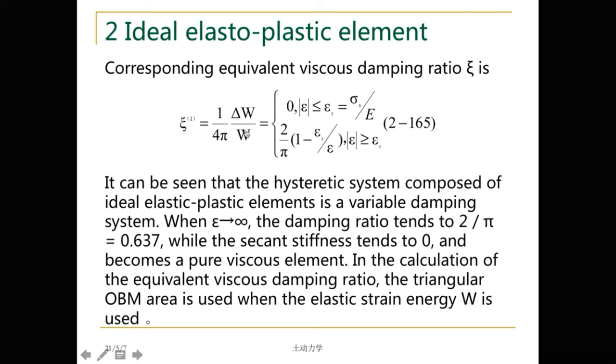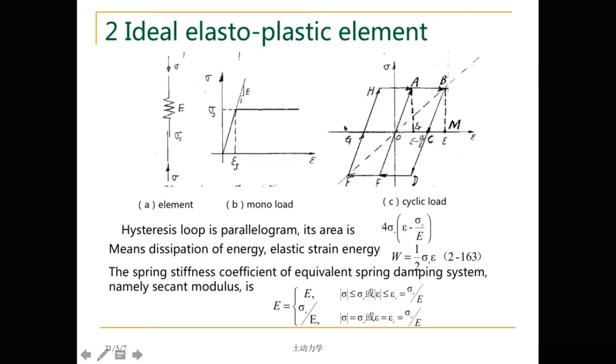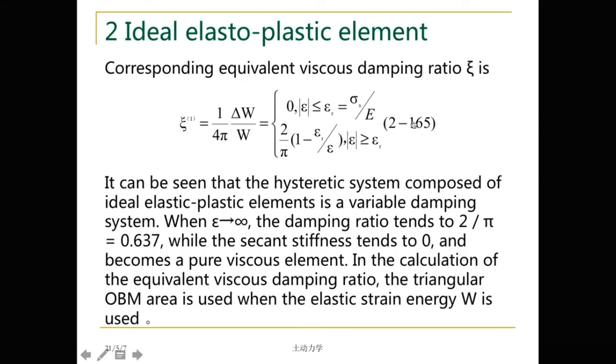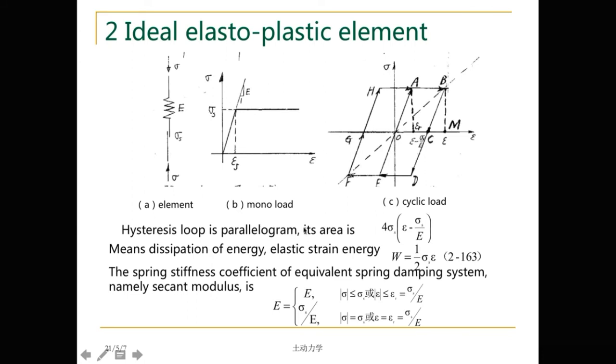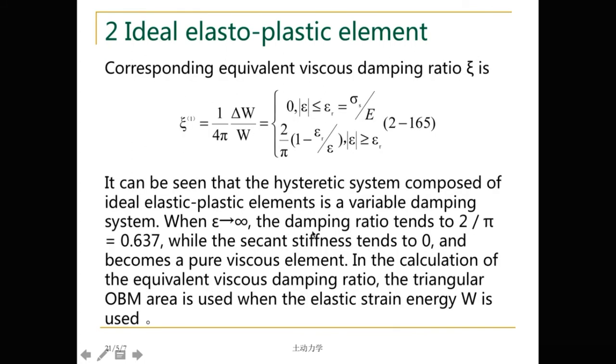Then it will create a hysteresis loop. The inside area is just the energy loss. We substitute the equations, and from these equations we can calculate the damping ratio. It's equal to 2 over pi times 1 minus epsilon r over epsilon. The condition is that epsilon is larger than epsilon r.